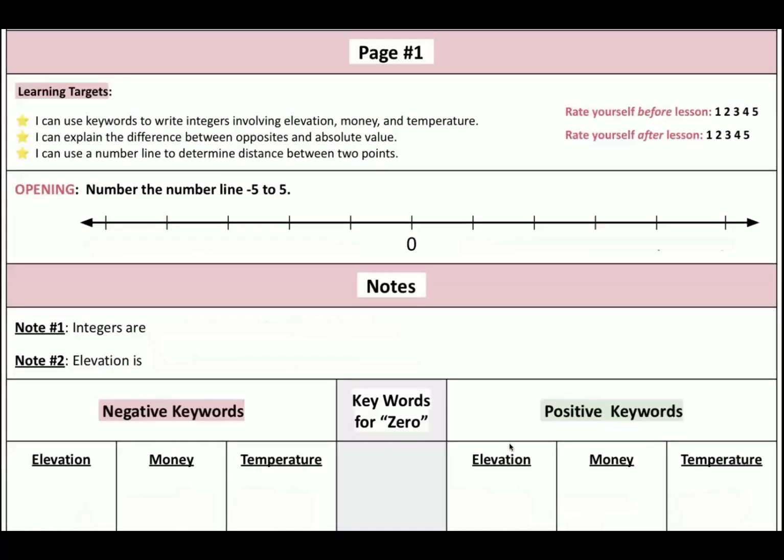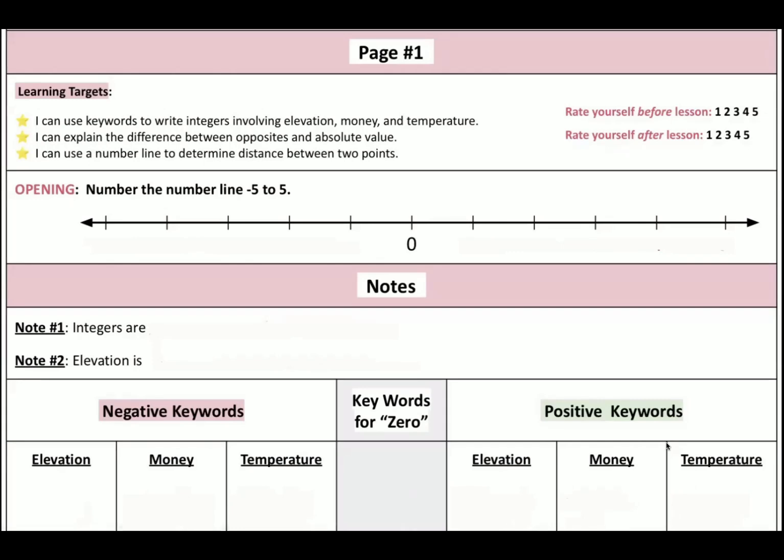Our learning targets today are: I can use keywords to write integers involving elevation, money, and temperature. I can explain the difference between opposites and absolute value, and I can use a number line to determine distance between 2 points. Before we get started, rate yourself on these learning targets. 1 is the least confident, and 5 is the most confident. At the end of the lesson, we'll come back and rate ourselves again.